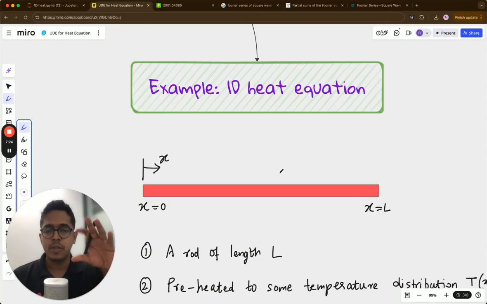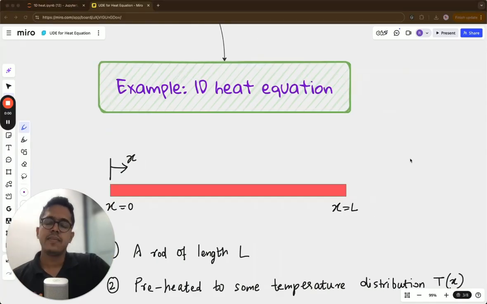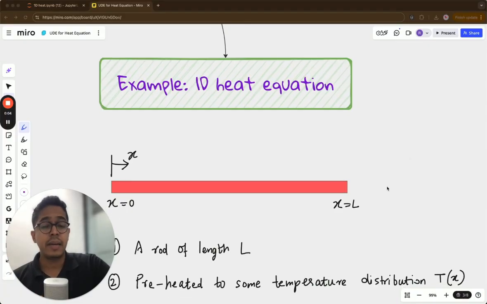So we will assume that we don't know the format of the equation, and we will see how we can recover the form of that equation using a scientific machine learning framework. So that is what we are going to do. In this 1D heat equation, we are looking at a metallic rod, and this rod has a length L.